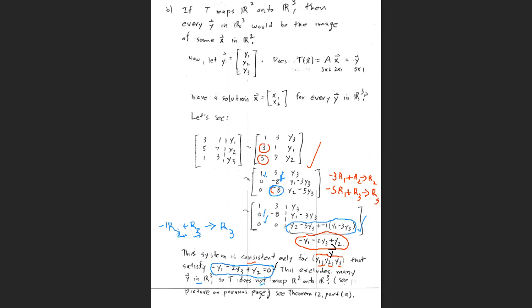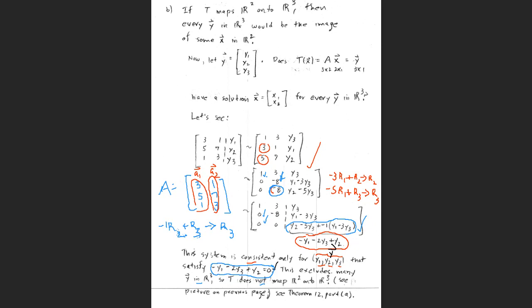In order for the transformation to map onto R3, you need to have three vectors. The matrix A has to consist of three linearly independent vectors. And our matrix A, if you remember, which was 3, 5, 1, 1, 7, 3, only had two linearly independent vectors.